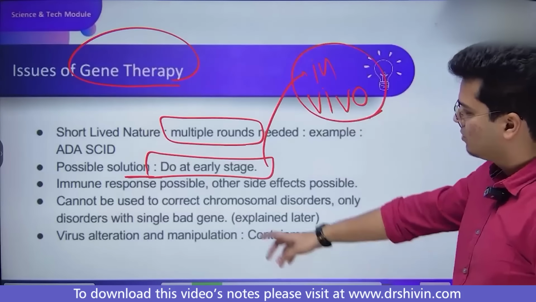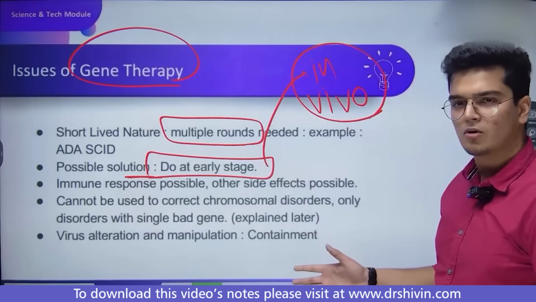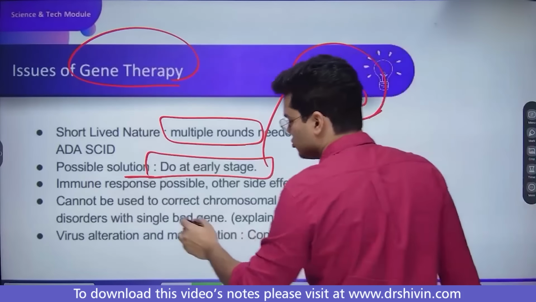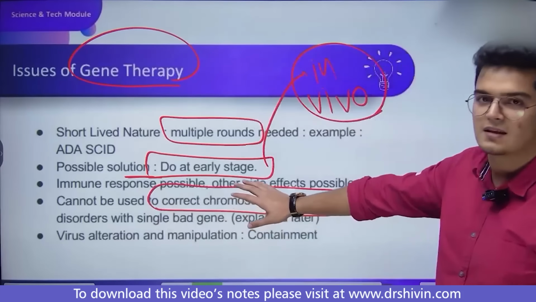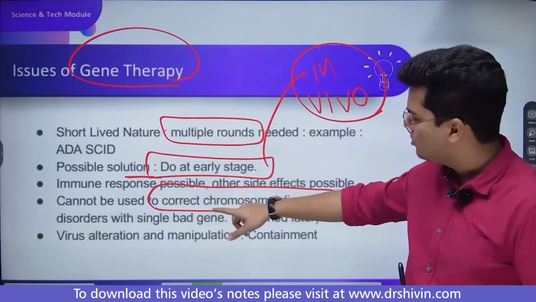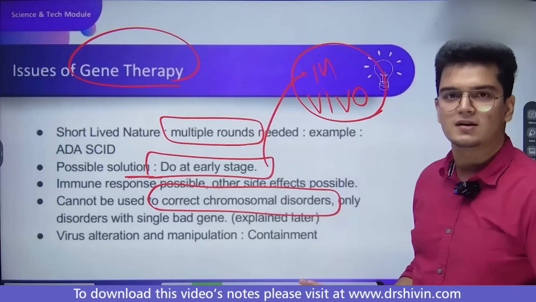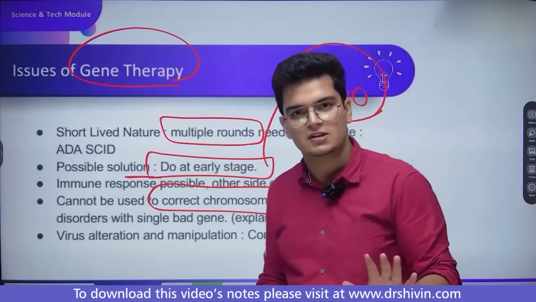Okay. Some side effects are that immune responses are possible. And it cannot be used to correct chromosomal disorders. I promise this is the last term for today. Gene therapy cannot be used to correct chromosomal disorders. What chromosomal disorders are we'll see, but I hope you have understood gene therapy.